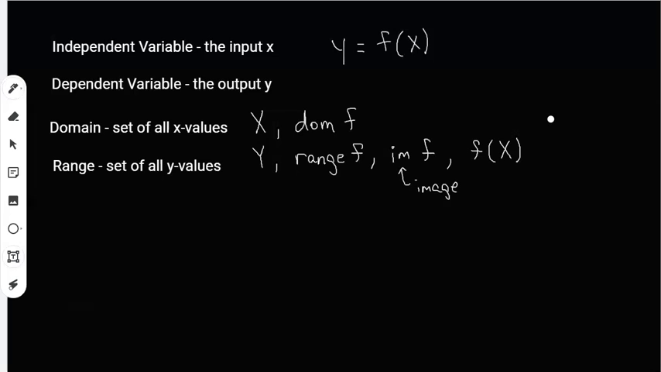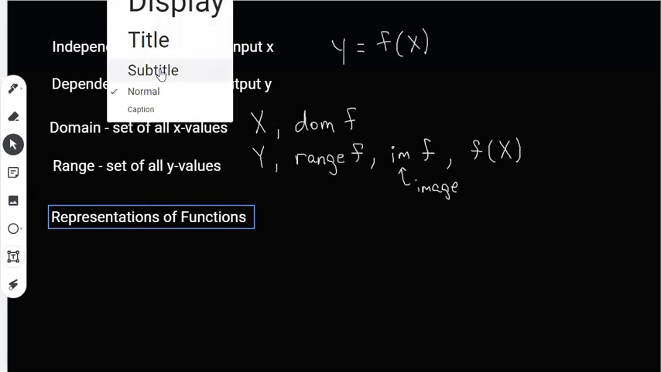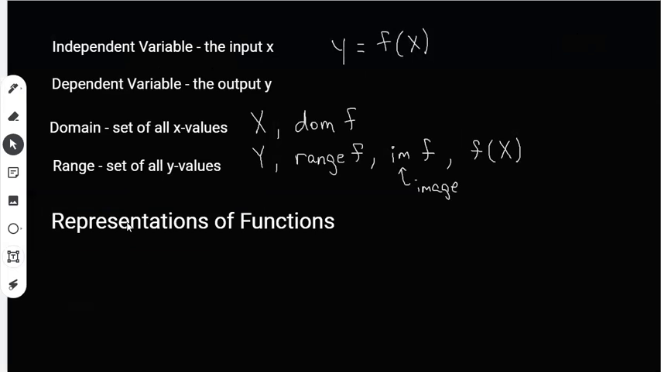So now let's talk about how we can represent functions. So let's talk about representations of functions, because there's a couple ways we can do this. I'm going to put this a little bit bigger. The representations of functions. So how many ways can we represent a function? Well, I've got 5 that I want to talk about today. There are 5 ways that we can represent functions, at least in this class. The first way we can do it is we can talk about the set of ordered pairs.